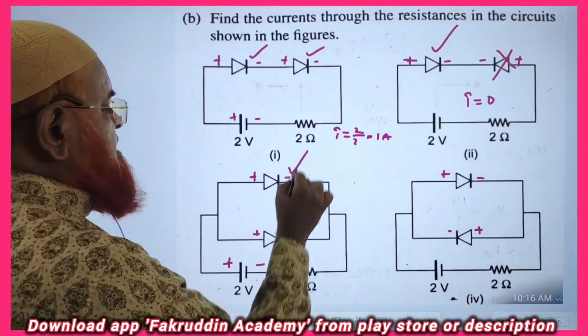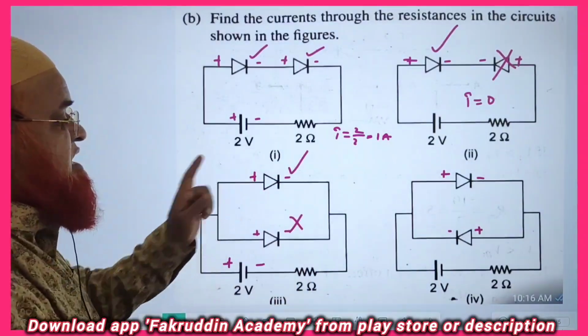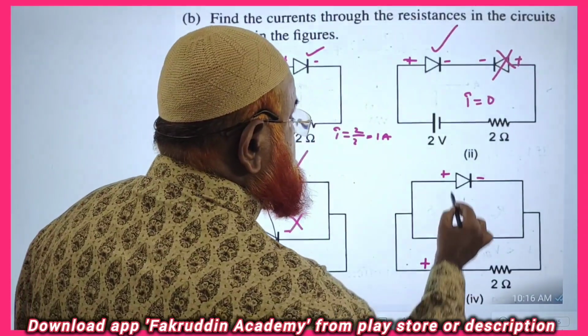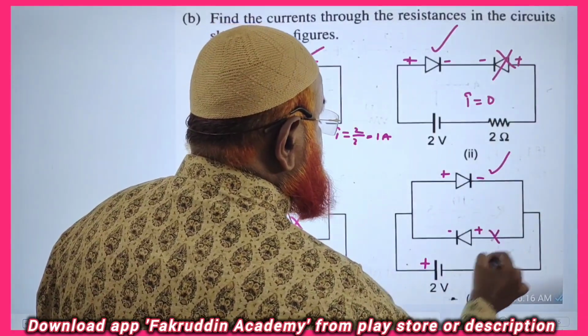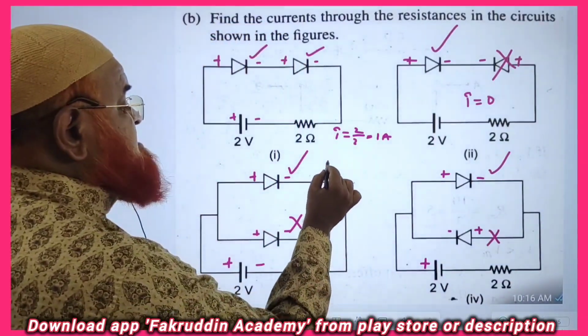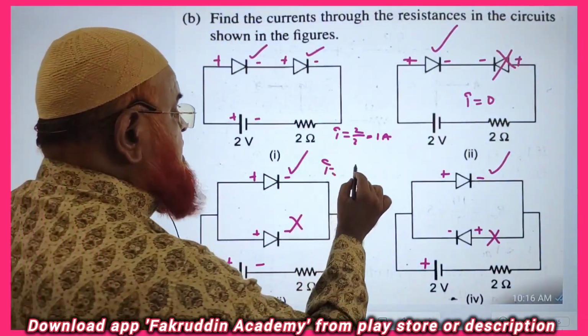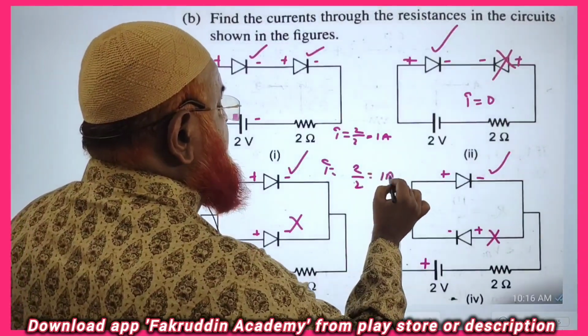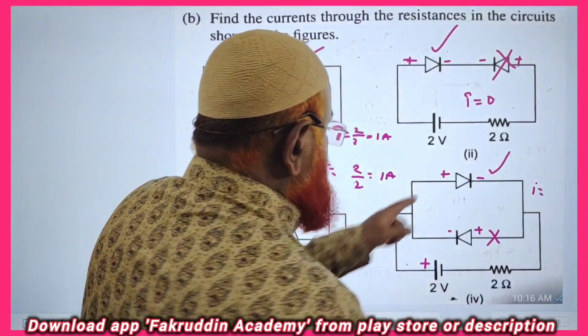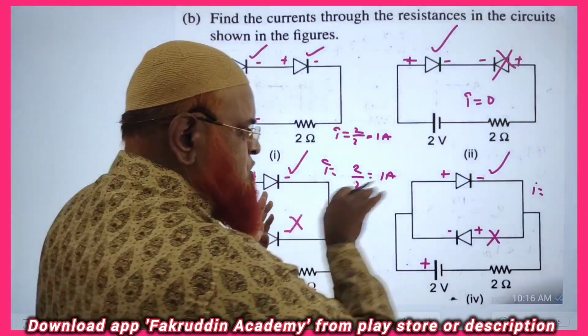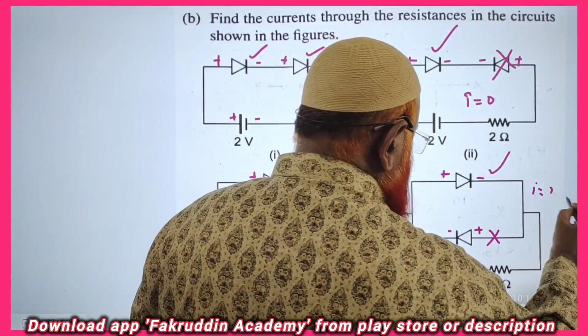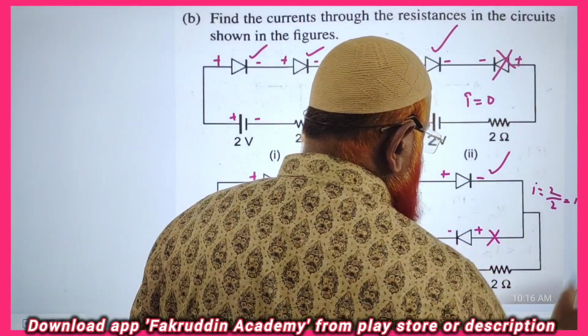Here, this is forward bias, this is reverse bias, because positive is connected to positive. In this case, positive is connected to positive, this is forward, this is reverse. In both the cases, I is equal to V by R, so it is 1 ampere. In this case also, this is forward, this is reverse bias. So current passes here. So it is also 2 by 2, which is equal to 1 ampere.